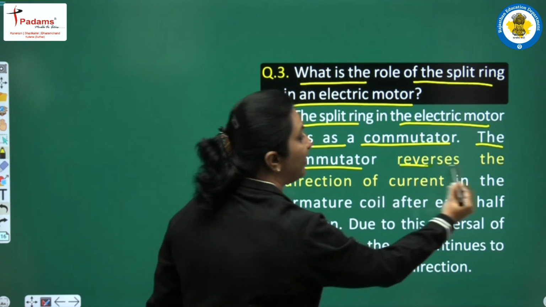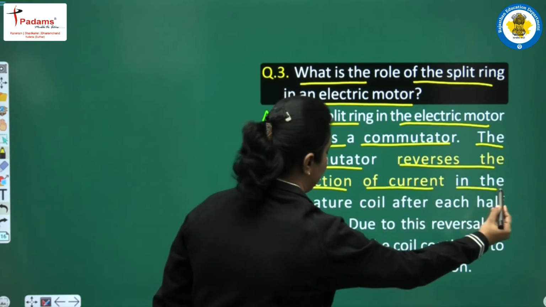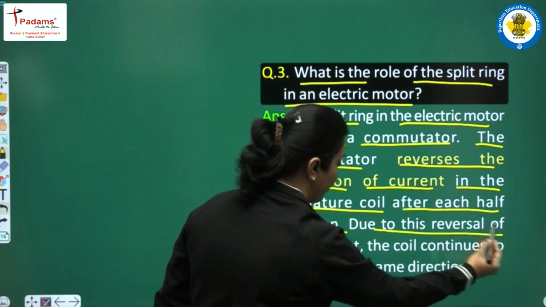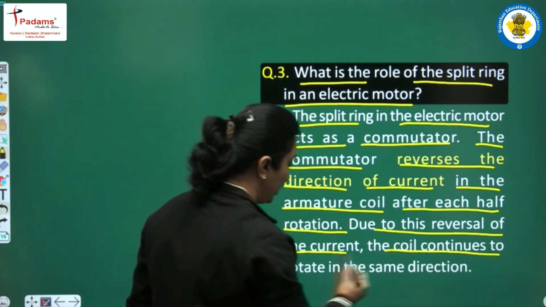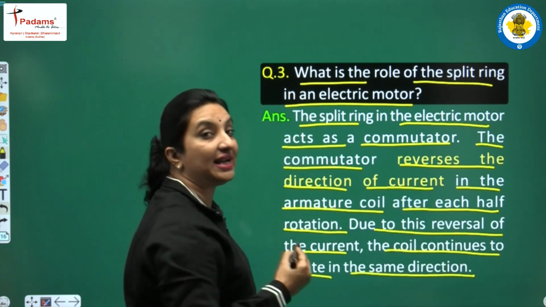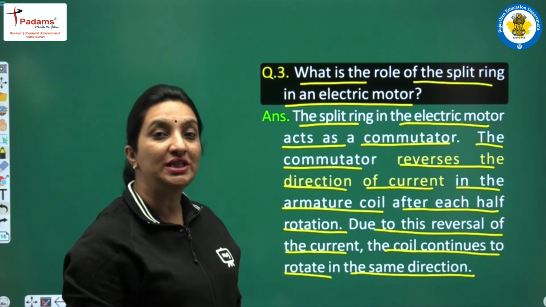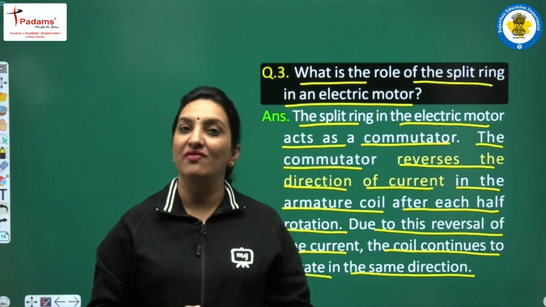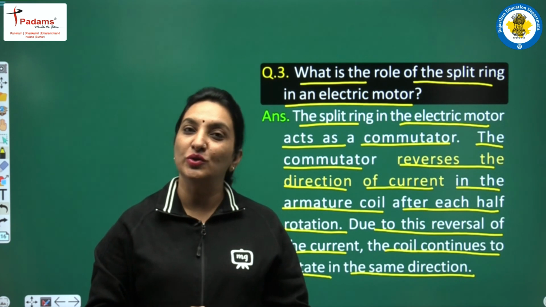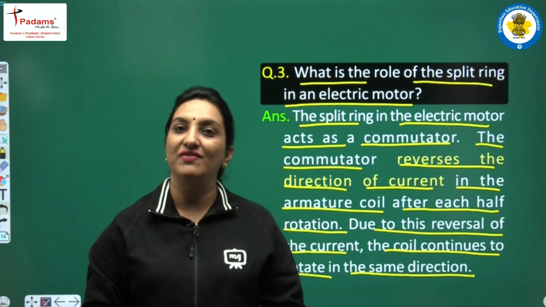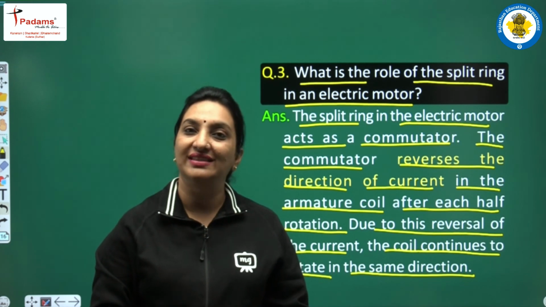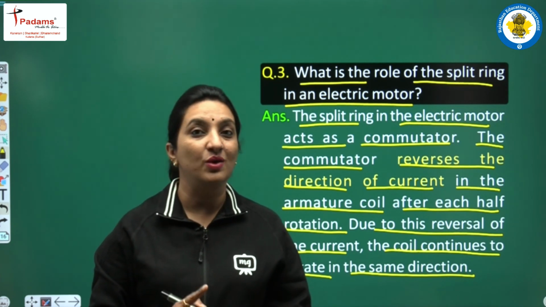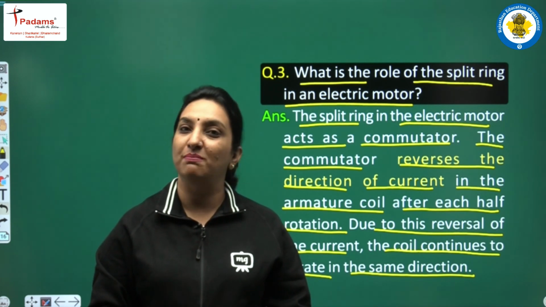The commutator reverses the direction of current in the armature coil after each half rotation. Due to this reversal of the current, the coil continues to rotate in the same direction, that is the clockwise direction. So students, today we have done the electric motor. We have understood the principle, we have understood the working, and then we used the Fleming's left hand rule also here, and we have done the problems based on this topic, students. And we know that an electric motor is a rotating device that converts electrical energy into mechanical energy.